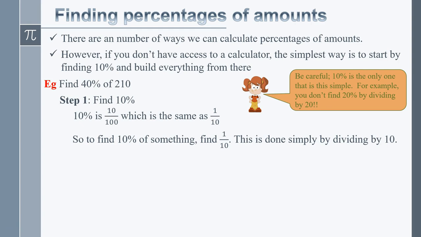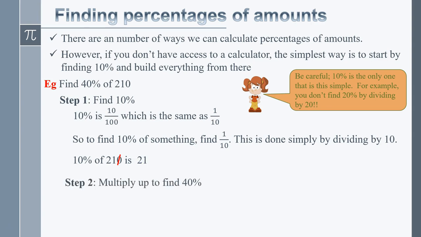So let's go back to our question. We're going to find 40% of 210. We said we're going to find 10%. So 10% of 210, we've got to do a divide by 10. And in this case, the easiest way to do a divide by 10 is simply chop off the 0. Hopefully that's an idea that you're okay with. So 10% of 210 is 21.